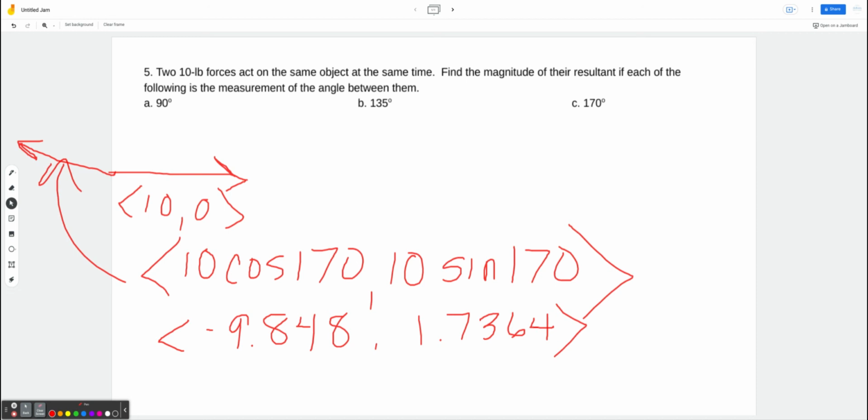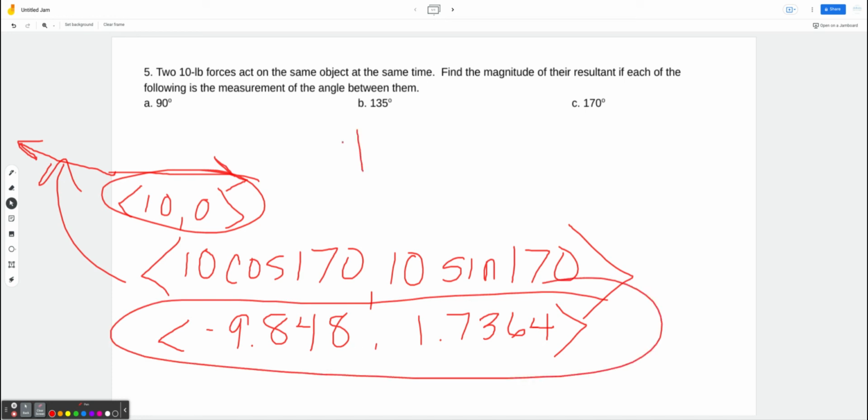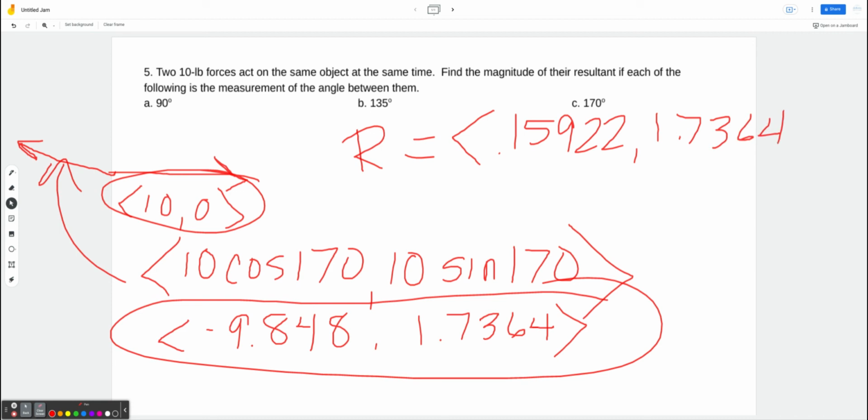Okay, so now what am I adding that to? I'm adding this vector to this vector to get our resultant vector. Oh, I'm starting to see what's going to happen. This gives you 0.15922. And the other one is 1.7364. And if you notice the angle that these two vectors are at, they're almost completely pulling in opposite directions, which will completely counteract their force.